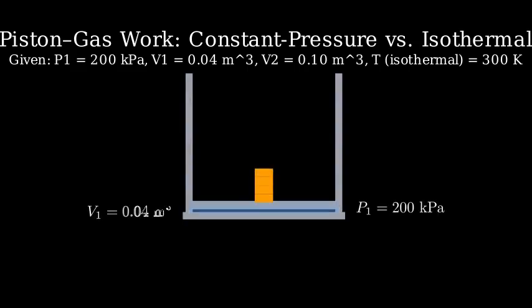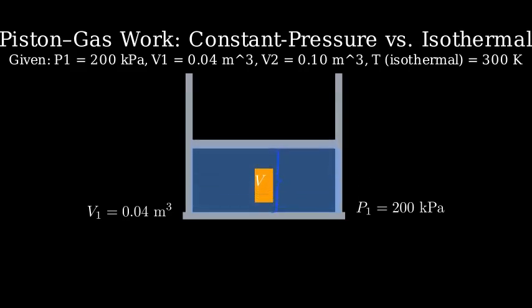First, let's build an intuitive picture. We will draw a cylinder with a movable piston on top and some small weights on the piston. At the initial state, the gas occupies a smaller volume, and after expansion the piston rises and the gas volume increases. Part A, constant pressure expansion.